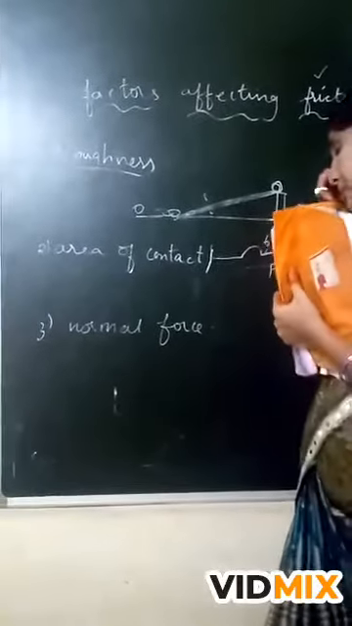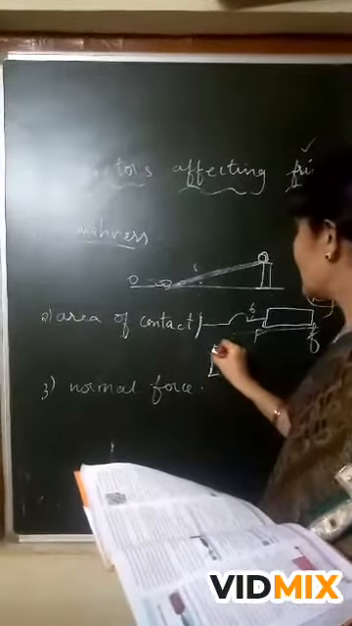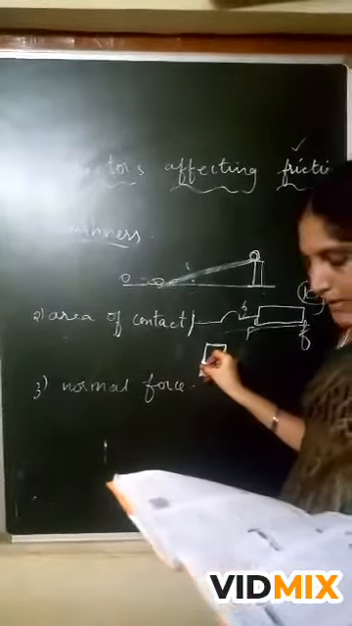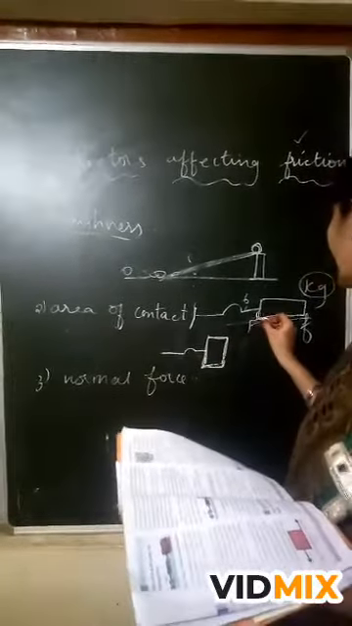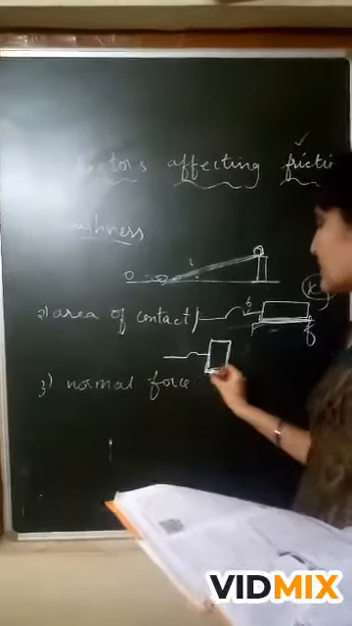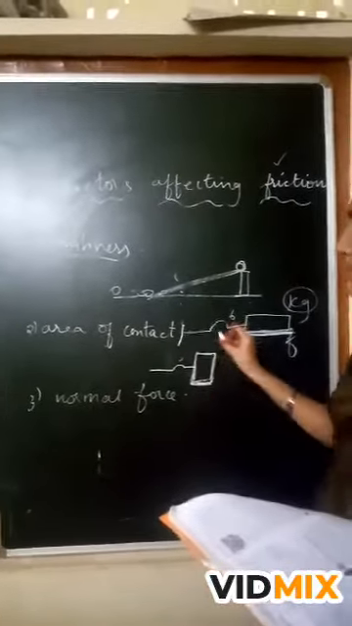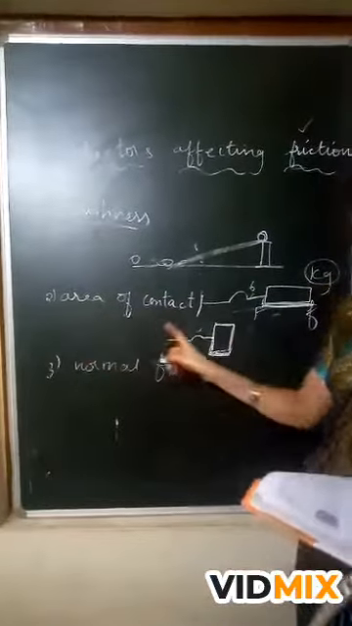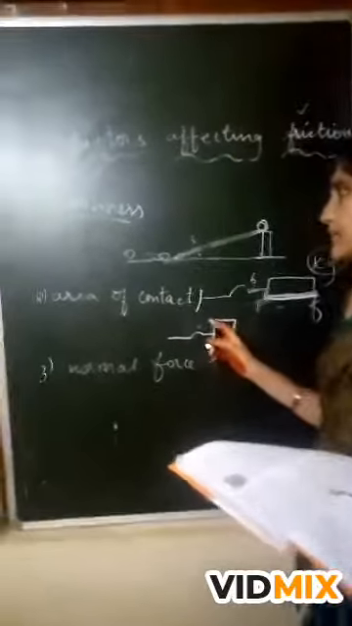Now the same thing. Let us take the brick and keep it in a vertical direction, and measure with the spring balance. When horizontal, it occupies more space. But in the vertical direction the area of contact will be less. But here the reading will be the same. Means the friction does not depend upon area of contact. It is independent of area of contact.